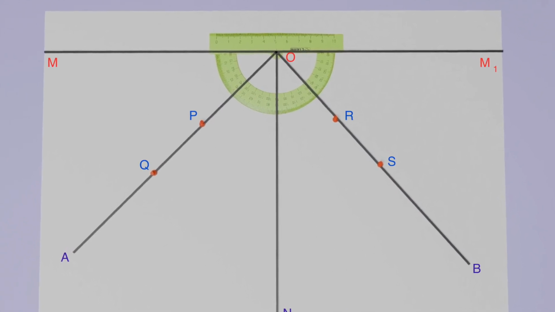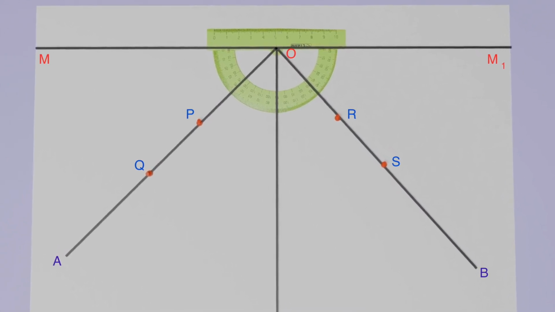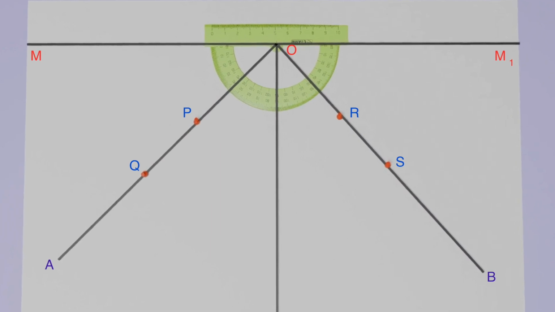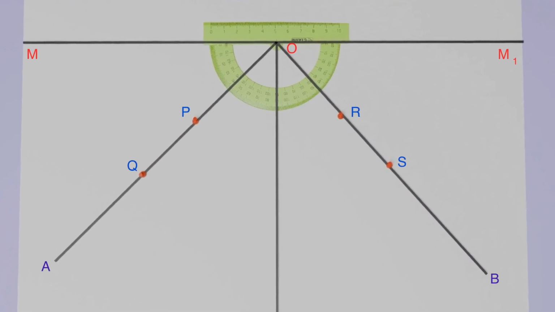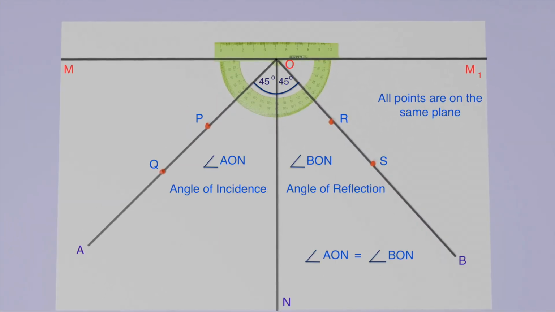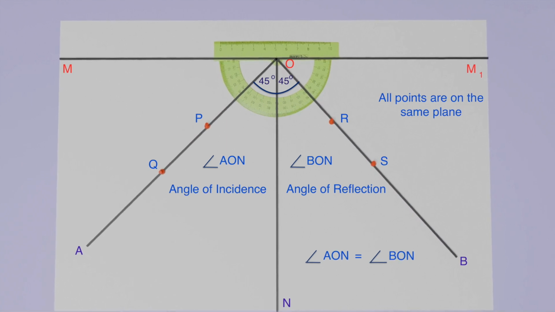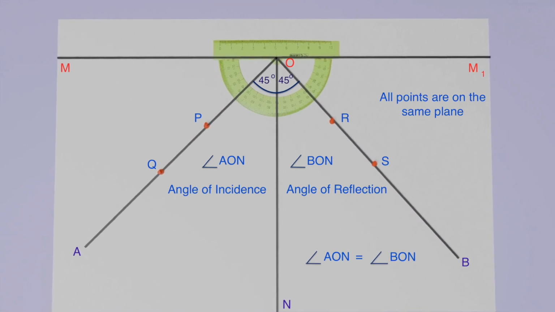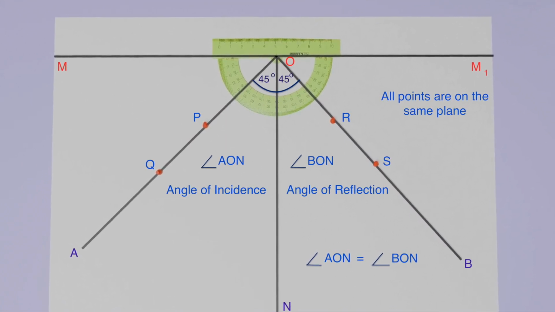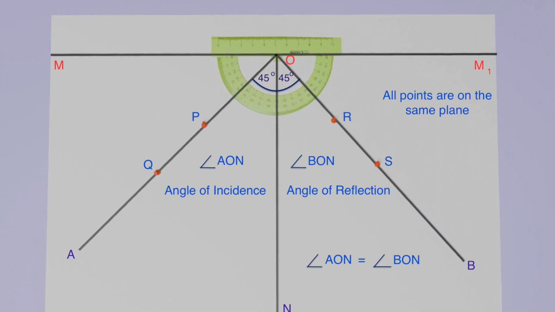The first law of reflection states that the angle of incidence is equal to angle of reflection. Here, angle AON, the angle of incidence, is equal to angle BON, the angle of reflection. The first law is verified.